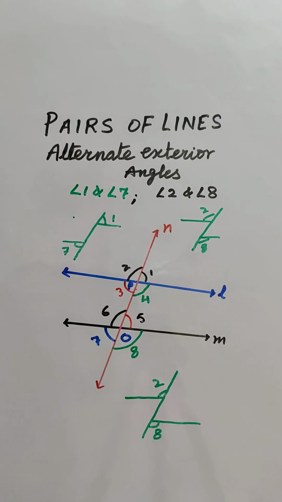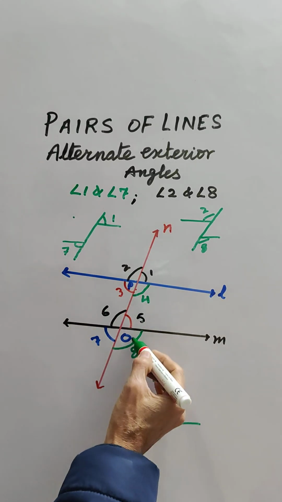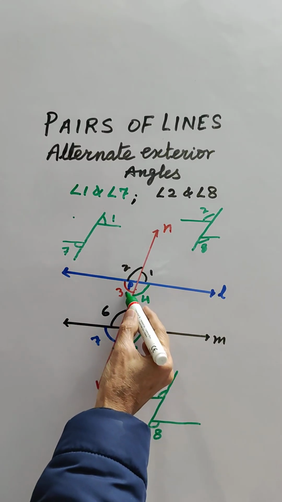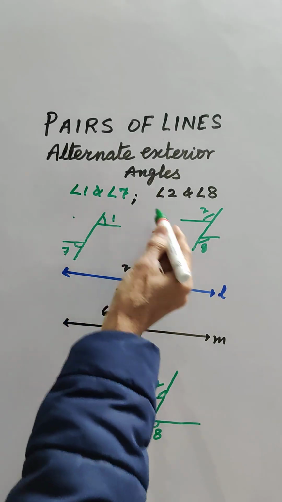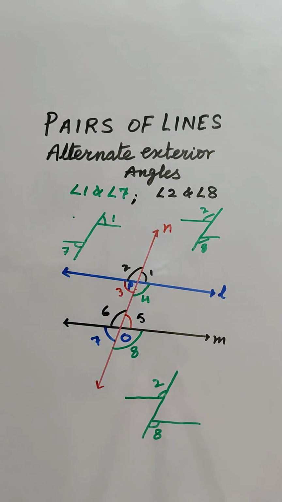If the lines L and M are parallel, then the alternate interior angles will be equal, this angle will equal this angle, and the alternate exterior angles will also be equal, and corresponding angles will also be equal. This way we have completed all the things about lines and angles.